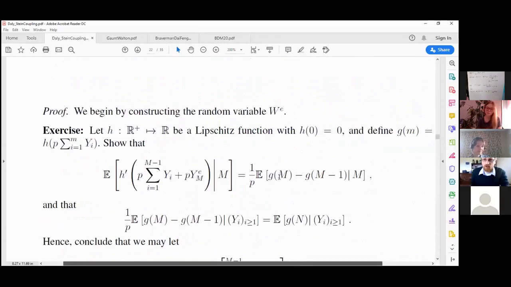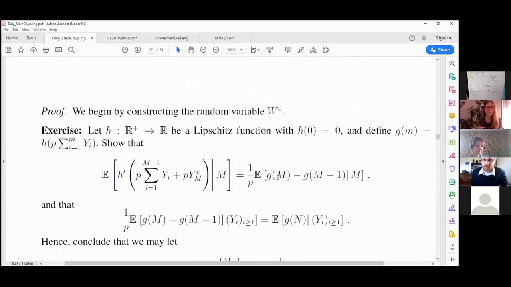So any comments or questions before I spend 10 minutes or so telling you about some applications to queuing theory? Okay. In that case, I will.